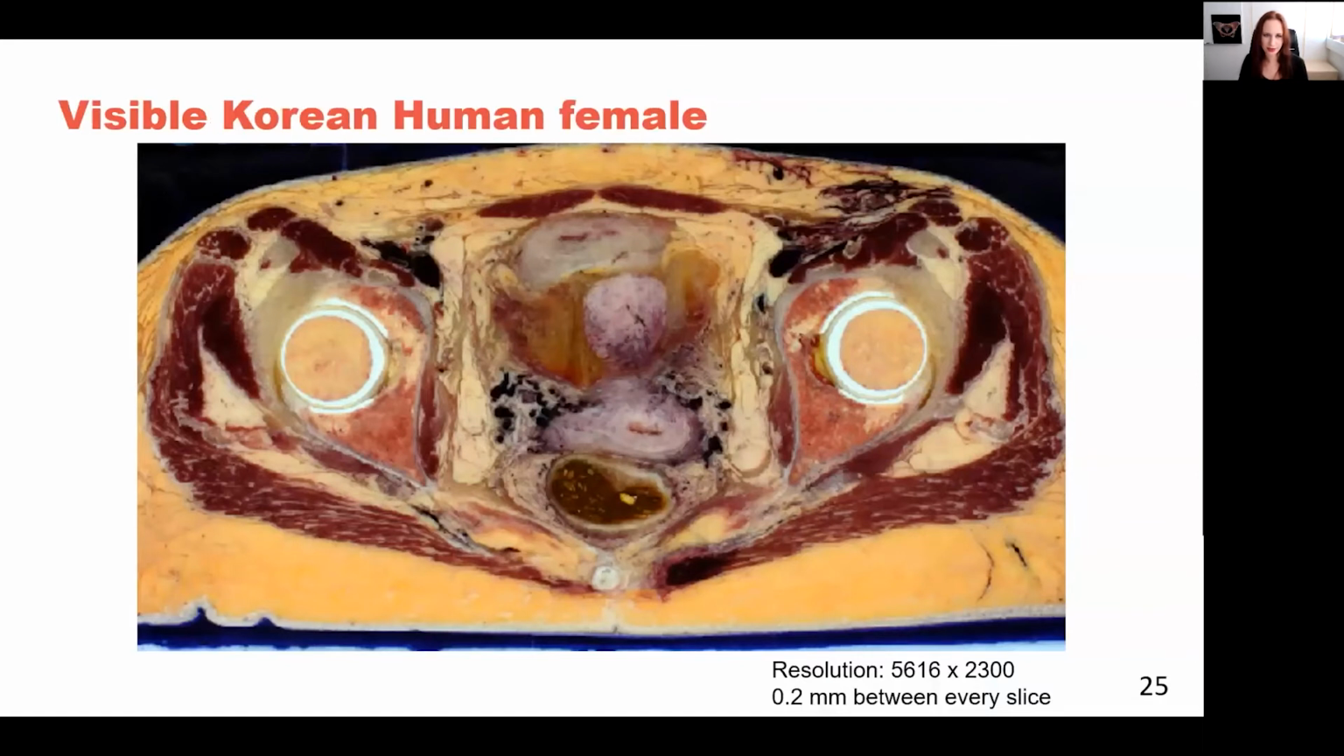Here's another example of that, of the Visible Korean human female data set. And you'll see that the resolution compared to normal medical imaging modalities is very high. So in this case, 5,616 by 2,300 and 0.2 millimeters between slices. So you have a very detailed view, but of course this requires a great sacrifice. So it's not possible to do that for people normally still alive, let's say.